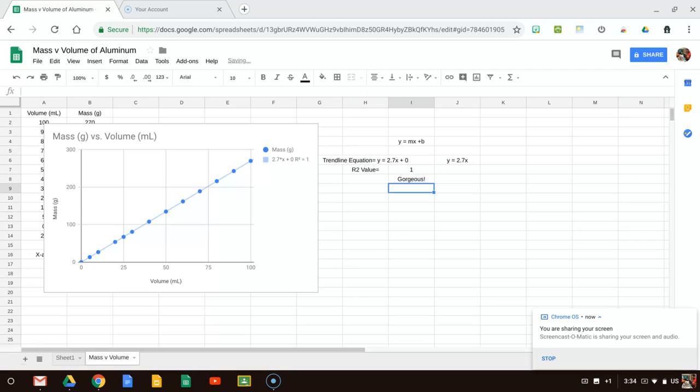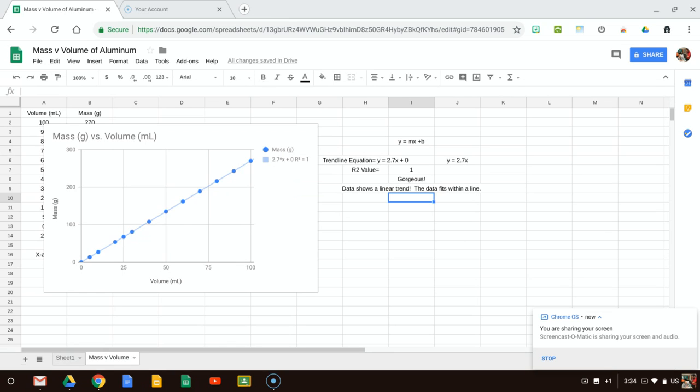And remember, when my r squared value is close to 1 or equal to 1, it means that the data shows a linear trend. The data fits within a line. Okay, so this means that my data has a trend that is increasing in linear increments. Okay, and according to that, y is equal to 2.7x.